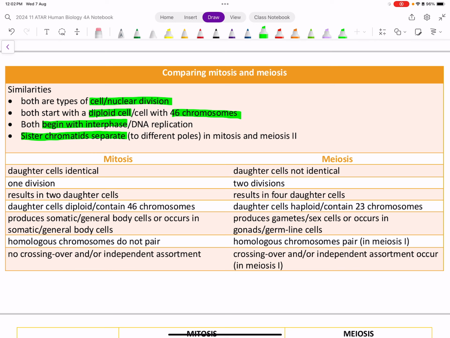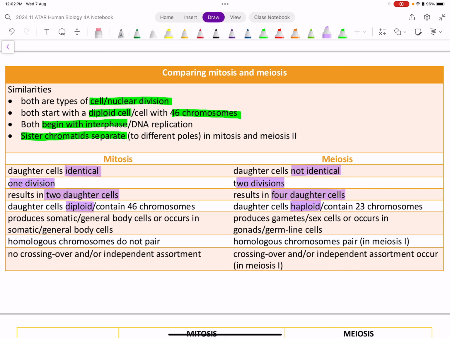In terms of our key differences now, when we first look at mitosis, we have identical cells versus the non-identical cells that are produced by meiosis. One of the most obvious differences between mitosis and meiosis is that in mitosis we have 1 division, and in meiosis we have 2. As a consequence of this, we end up with 2 daughter cells in mitosis compared to 4 daughter cells in meiosis. And when we look at the genetic composition of those daughter cells, in mitosis they are diploid versus in meiosis, haploid.